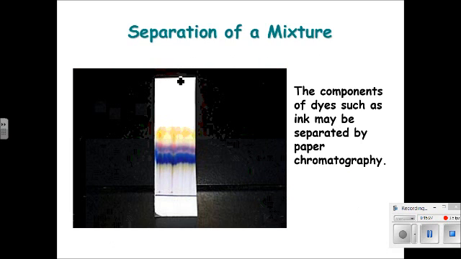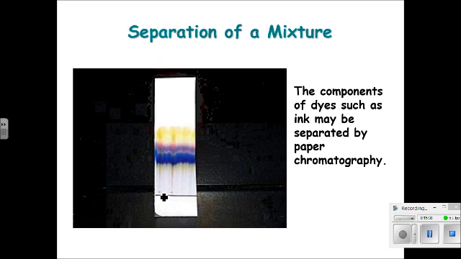For example, this is some chromatography paper, and I used this in my previous profession. You would take a little sample of your substance, put it along here, and over time the substance will move up the paper. You can see that this actually represents about 3 different chemicals that are being separated along this paper. So one way you can separate mixtures is using paper chromatography. That's one way we can do it.